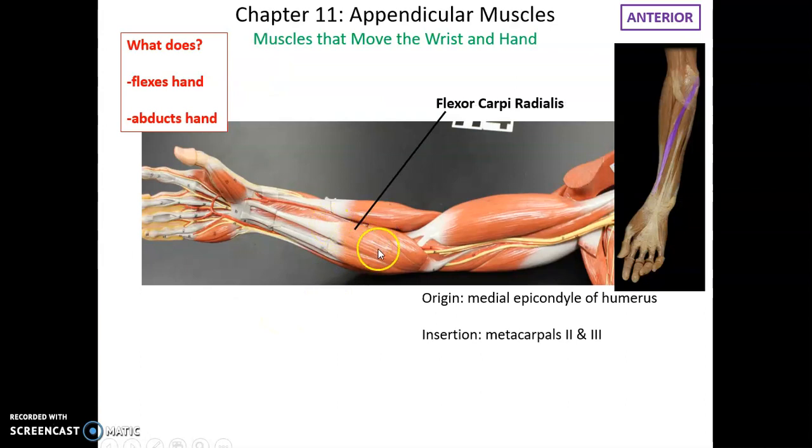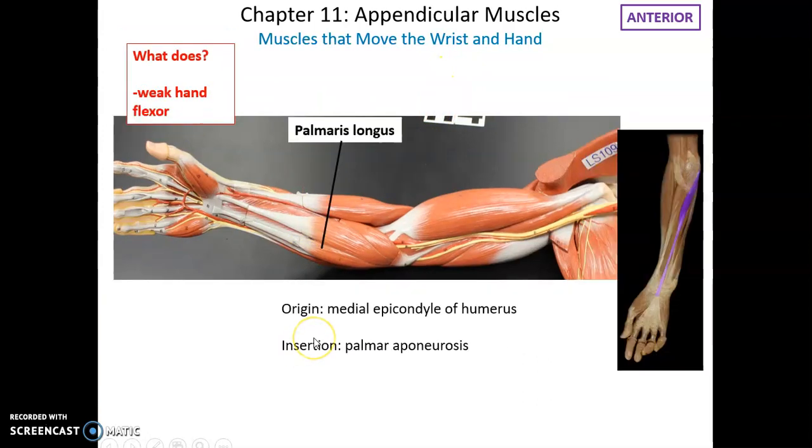Then we have the flexor carpi radialis, going from the medial epicondyle of the humerus, crossing over toward metacarpals 2 and 3, so heading in the direction of the radius. And it can flex the hand and abduct the hand. So it helps to flex the hand, hence flexor, and also abduct the hand.